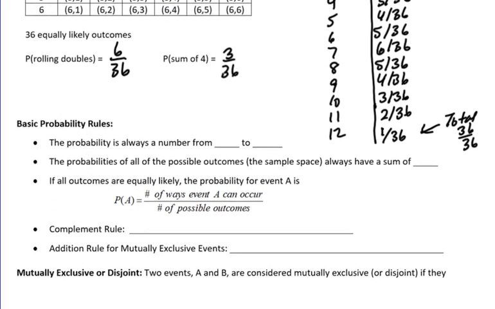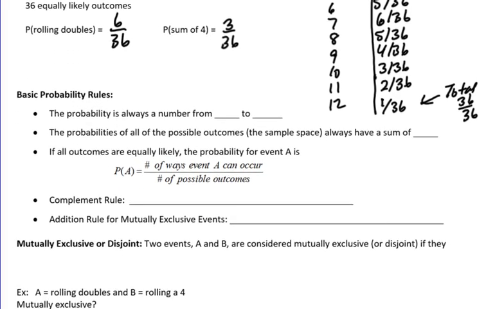Now let's just summarize some of our basic probability rules before we go on. The probability is always a number from 0 to 1. 0 means it can't happen. 1 means it will always happen. The probability of all the possible outcomes, or the sample space, always has a sum of 1, because when you add up all the probabilities of all the different outcomes, it has to add up to 100%. If all outcomes are equally likely, the probability for event A is the number of ways event A can occur divided by the number of possible outcomes.